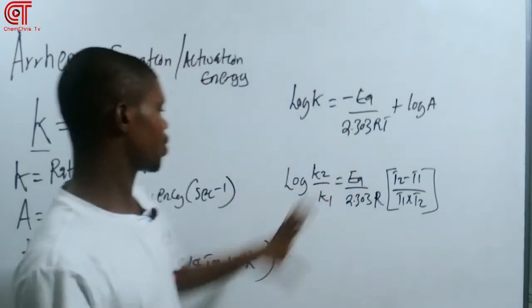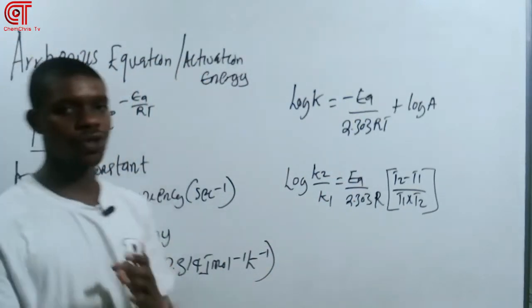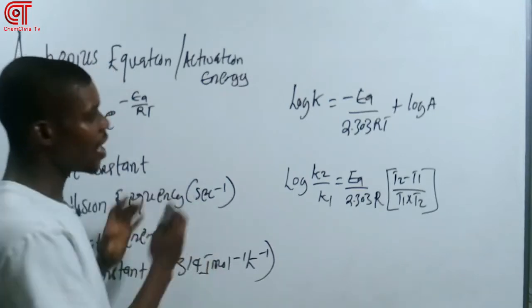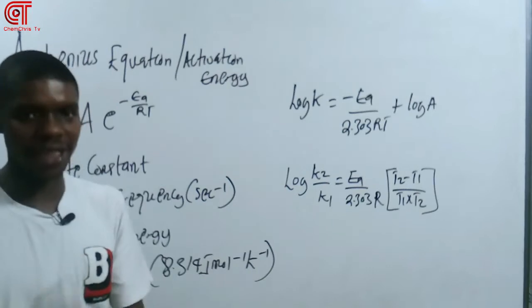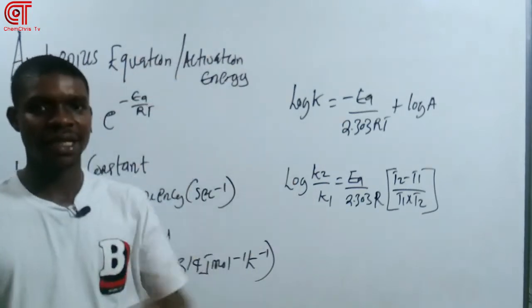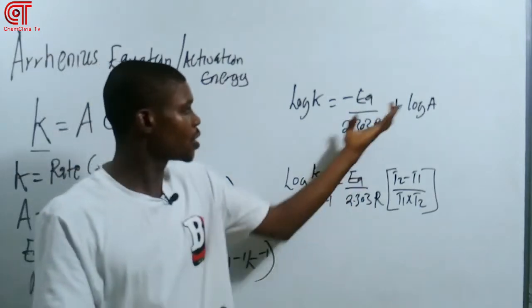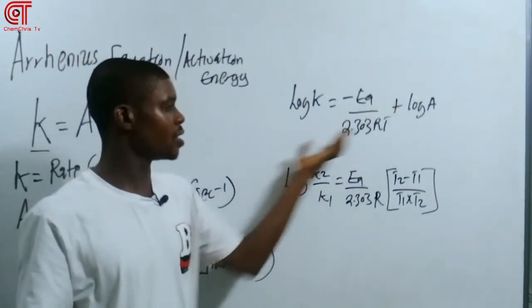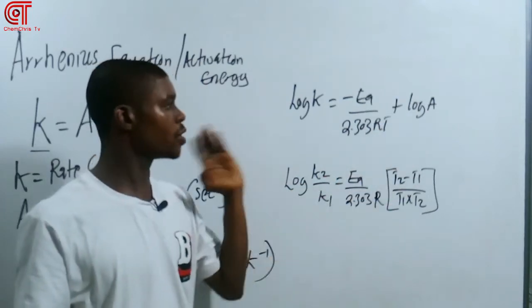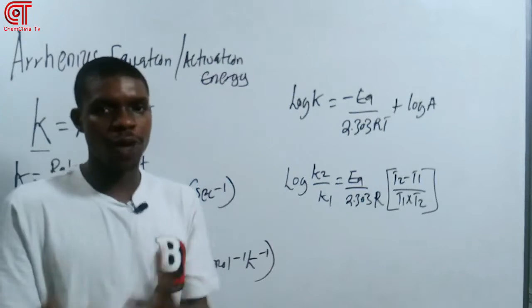These two equations are derived from the Arrhenius equation. I don't want to go through the stress of explaining how they are derived, because most times you will not be asked, except in an advanced exam. At the beginning stage, you don't need to derive anything. What you really want to do is master these formulas, so that when a question is given to you, you know where to apply them.